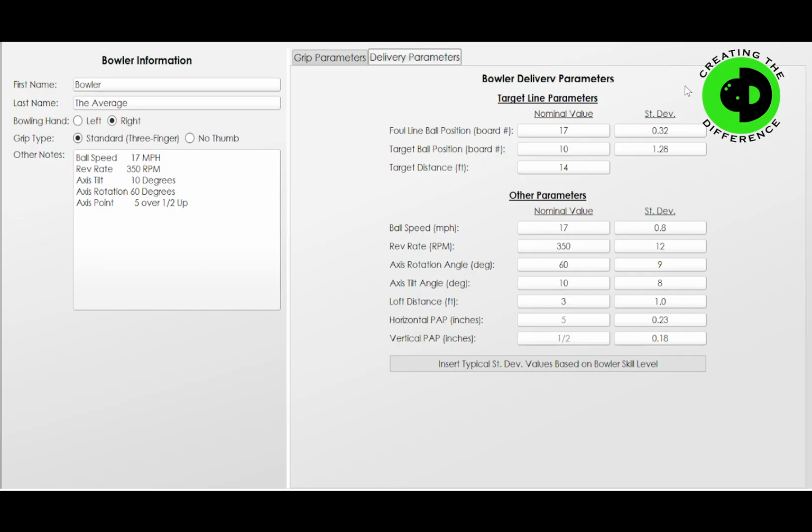Now, if you look to the right of the screen, you can see the target line that we picked here, which doesn't really have a whole lot of value for what we're doing, but the other parameters put those exact same pieces of information into the computer program itself.